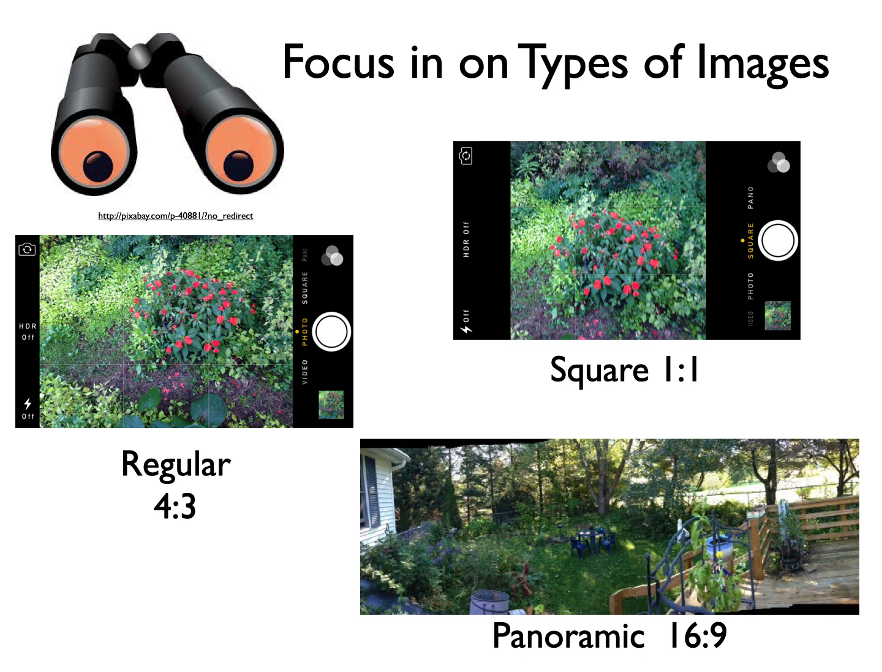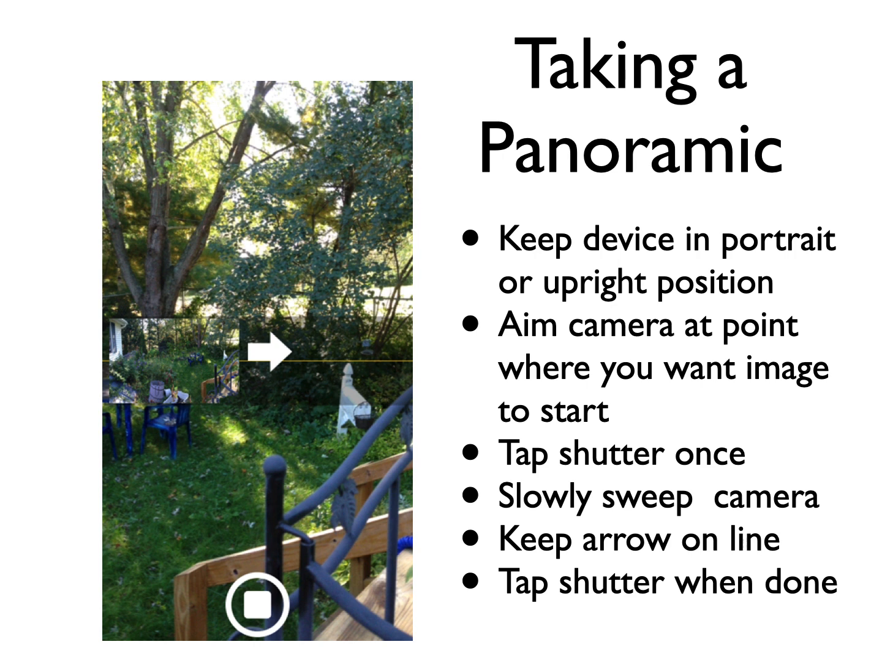Now, if you've never taken a panoramic, let me just take a few seconds and give you a brief overview of what to do. When you're taking a panoramic, you want to keep the device in portrait or upright position. Then, aim your camera at where you want to start the image. Tap the shutter once, it will change to this square within a circle, and then very slowly sweep the camera across the landscape or the group of people that you want to get in the panorama.